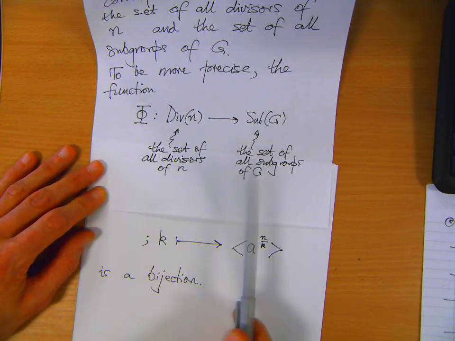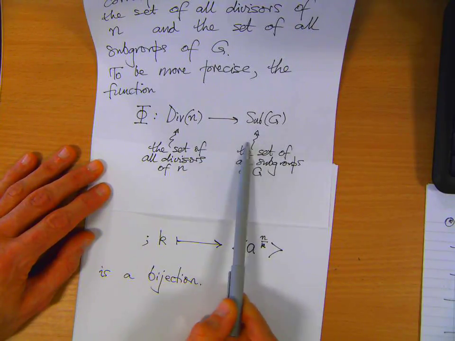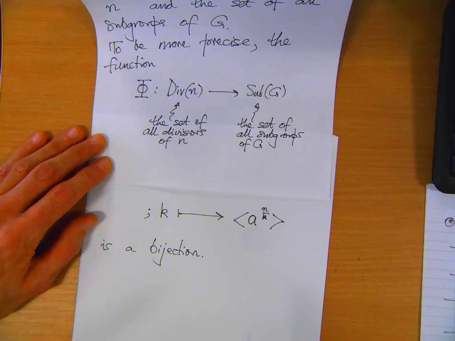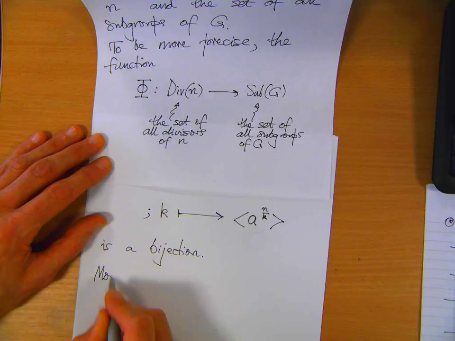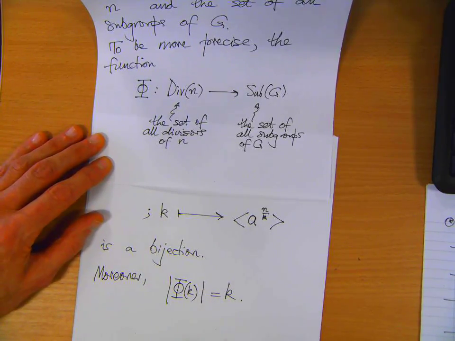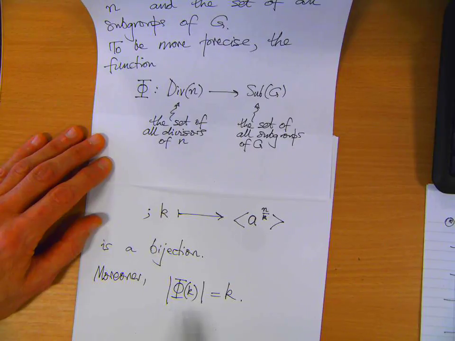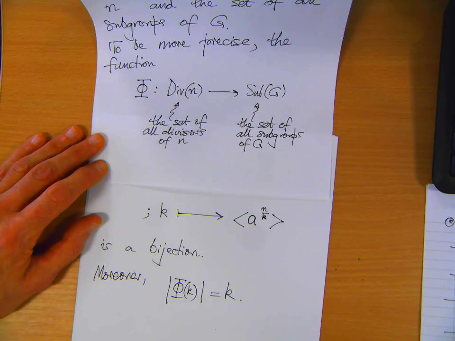So this looks a bit complicated, but all we're saying is that for each divisor there is a unique cyclic subgroup, and the reason I've chosen n over k here is that the order of phi of k is actually k. So the reason I've chosen n over k rather than k is that then the order of this subgroup coming from k is actually k. So there's a cyclic subgroup of each of each divisor order.